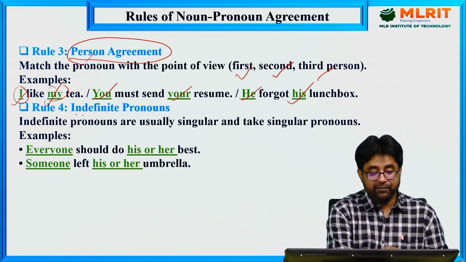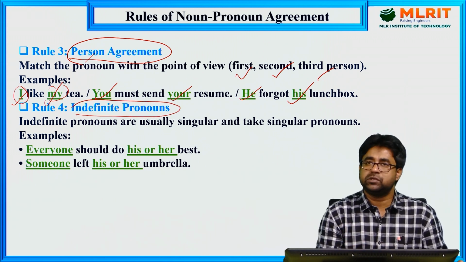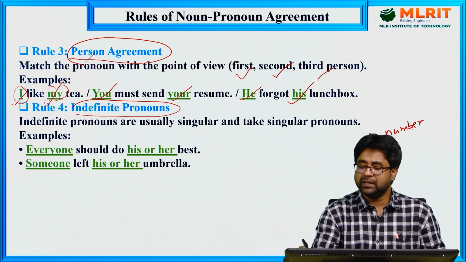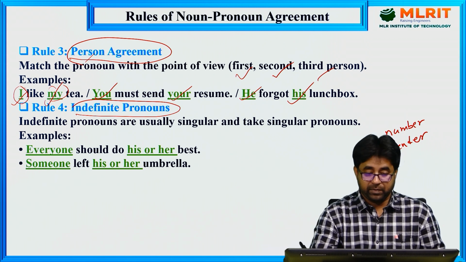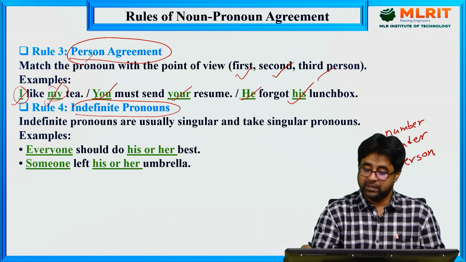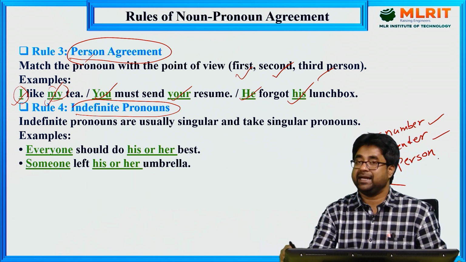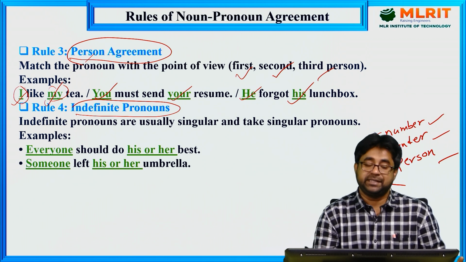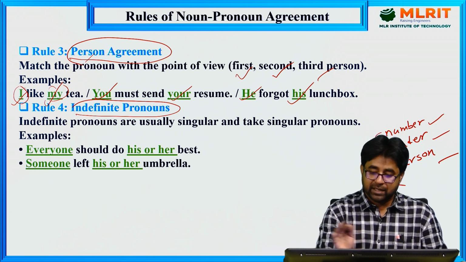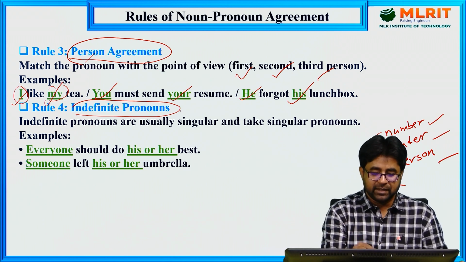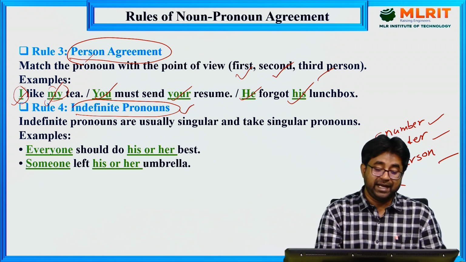Next rule, indefinite pronouns. Now, 3 basic rules we have already covered. Please remember. One is number, then gender, and then what? Person. Whether first person, second person, or third person. Now, these 3 things we have already covered. Number, gender, and persons. These are very basic things. Now, we will come to the other rules also, which are related to something else. Now, we will see what is the case with indefinite pronouns.